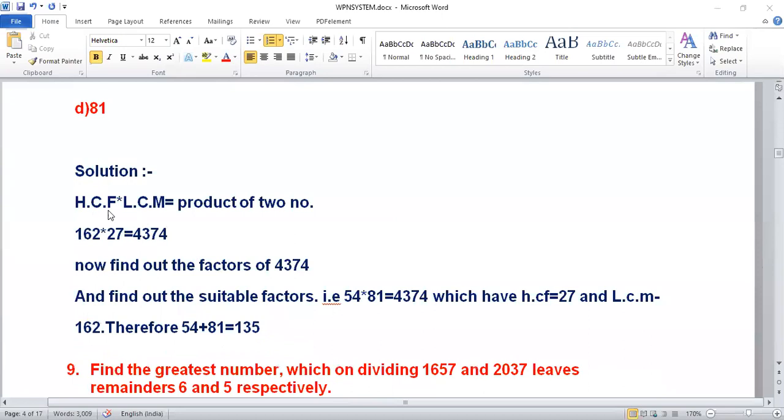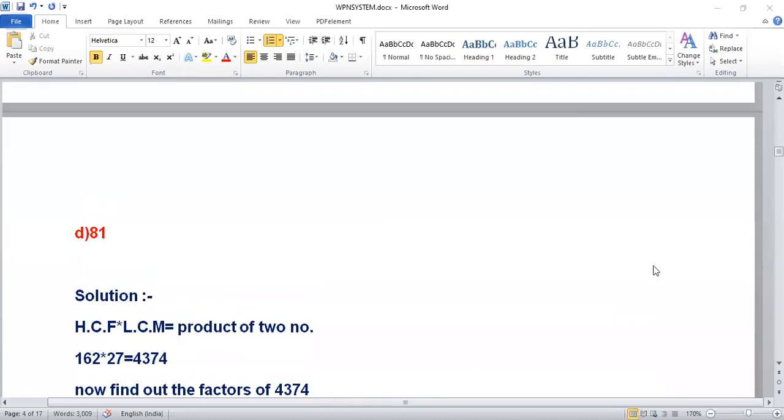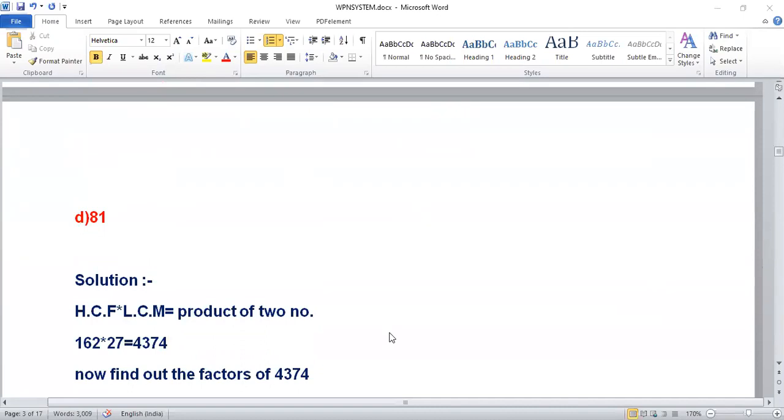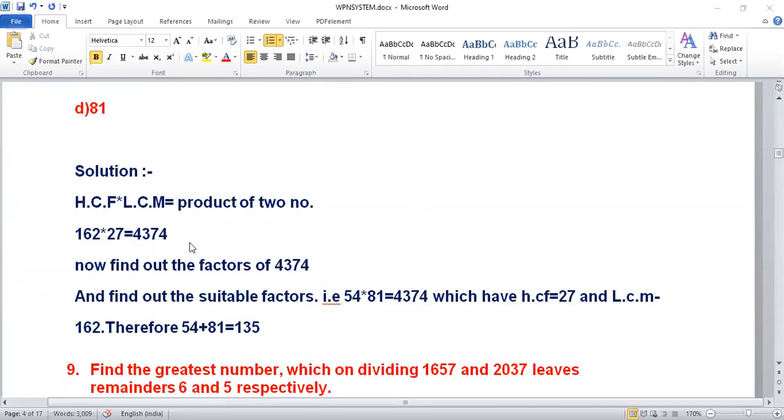So if we use this formula, HCF multiplied by LCM equals the product of 2 numbers. HCF they have given you 27, LCM they have given you 162. If you multiply both of them, you are getting 4374. Now you have to find out the factors of 4374. So just go for multiples of 27. Like this is 54 into something, 81. So they are having HCF as 27 and LCM 162. So the sum of these 2 numbers would be 54 plus 81, that will be equal to 135.